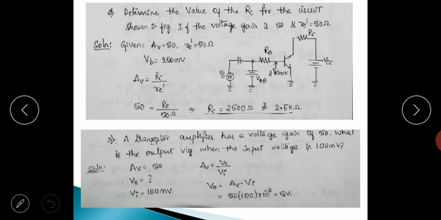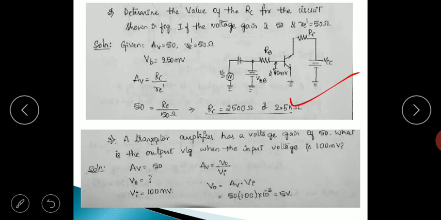Again, AV is equal to RC by RE dash. Here AV is given as 50, RE dash is given as 50, you have to find RC. So RC is equal to 50 into 50, and that is equal to 2500 ohms or 2.5 kilo ohms. The formula we have used, AV equal to RC by RE dash, we derived in the first part of this module 4 when we studied BJT as an amplifier.